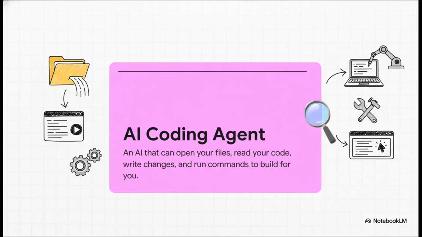Okay, so think about it like this. A normal chatbot spits out text or some code, and then it's on you to copy, paste, and figure out where it goes. But an AI agent, well, it has agency. It's an active helper. It can literally open your project, read the code that's already there, figure out what to do, write the new code for you, and even run the commands to build the whole thing. It's a doer, not just a talker.